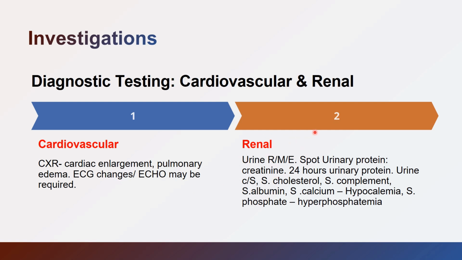And if you are suspecting a renal cause, then send the urine investigations in detail, like urine routine for microscopic examination, spot urinary protein creatinine ratio, 24-hour urinary protein, urine for culture and sensitivity. Then in the blood you can send serum cholesterol, serum albumin, serum calcium for hypocalcemia and serum phosphate for hyperphosphatemia. And then you have to send the renal function test also. And many times you might have to send the complement levels.